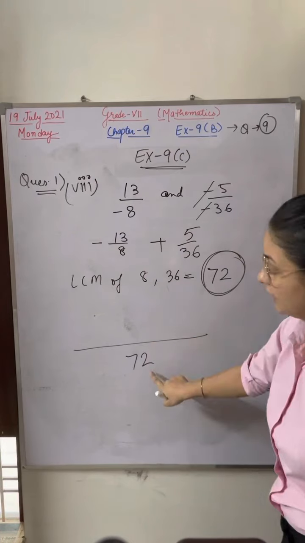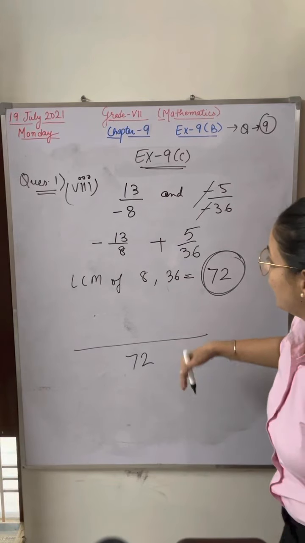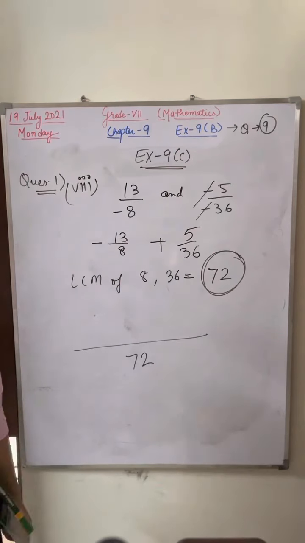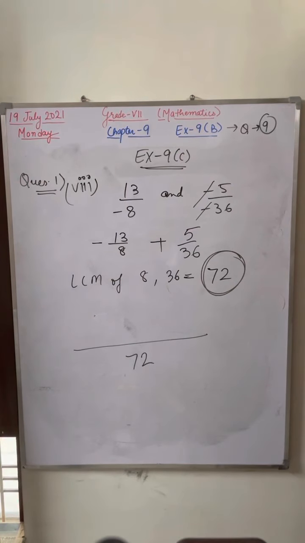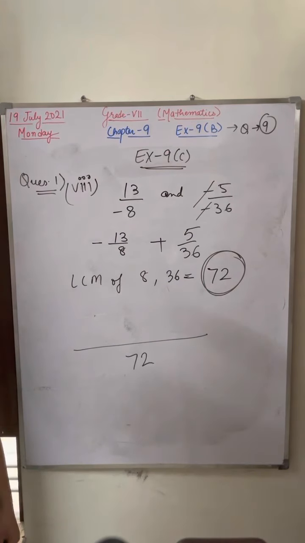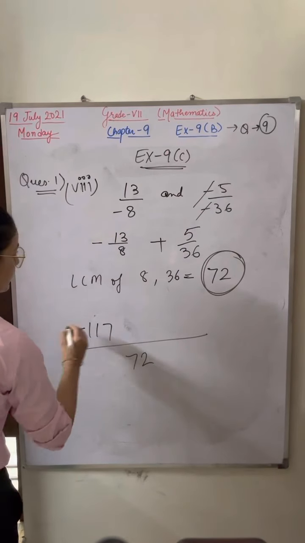Divide 72 by 8. Yes, 8 nines are 72. And 9 into 13. 13 nines are how much? Yes, 117. Okay, so the numerator is 117, and sign will be negative.